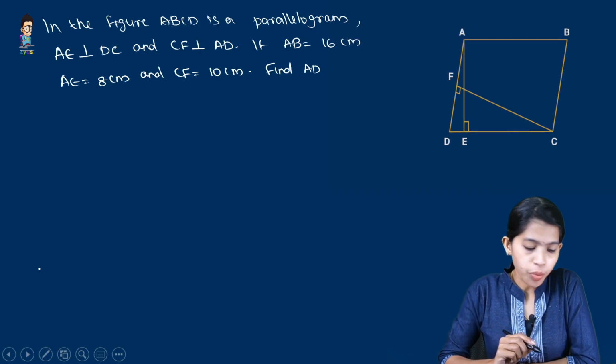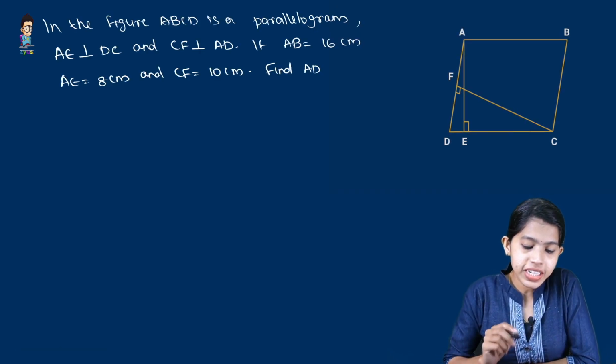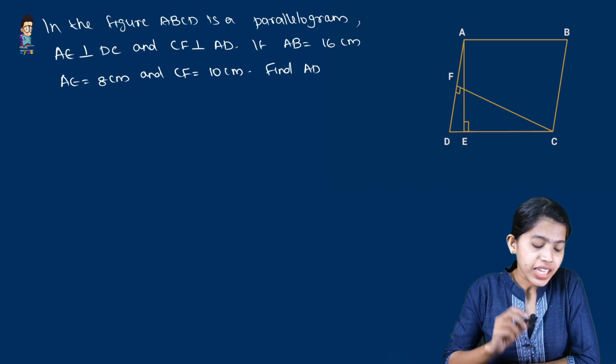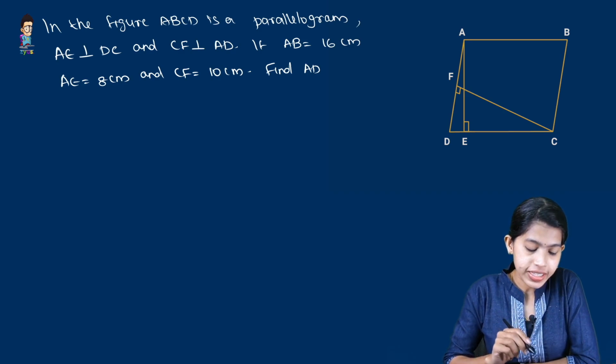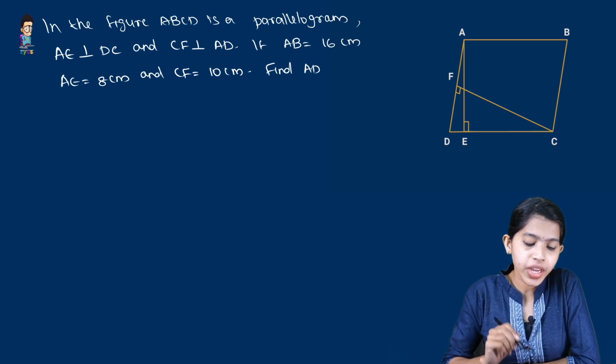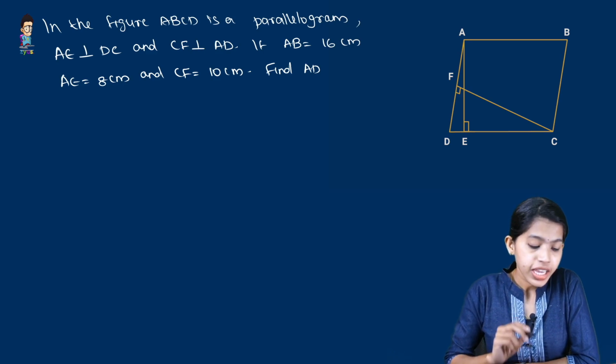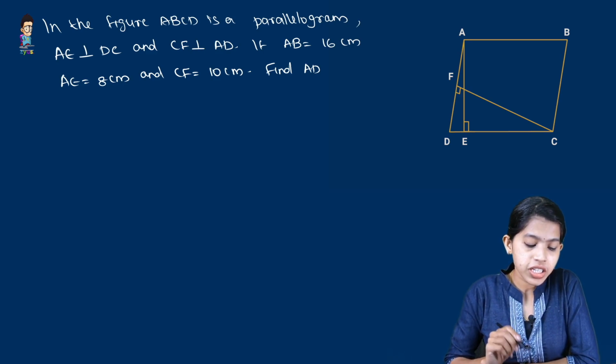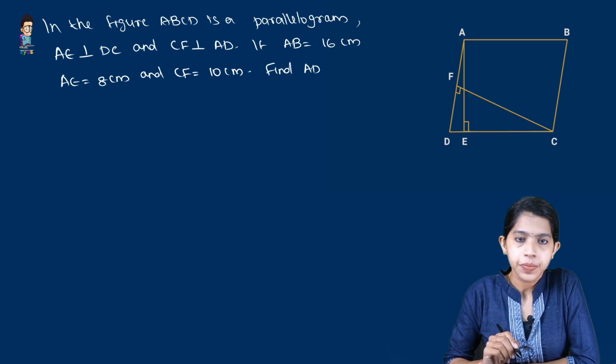In this episode, we are going to continue with Chapter 9, Areas of Parallelograms and Triangles from 9th standard. Look at the problem. In the figure, ABCD is a parallelogram and AE is perpendicular to DC and CF is perpendicular to AD. And if AB is equal to 16 cm, AE is equal to 8 cm and CF is equal to 10 cm, find AD.